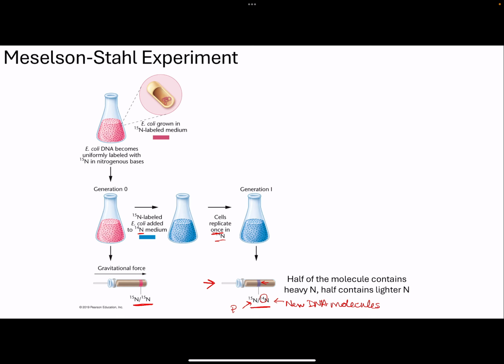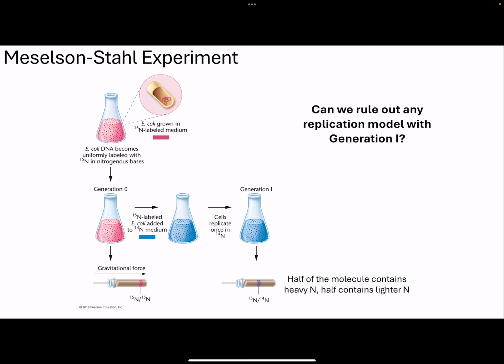They carried this experiment forward for another few generations. And we can use the information coming up from this generation, generation 1, and the following generations to start ruling out conservative, dispersive, and the semi-conservative models of DNA replication. So at this point, I would typically pause and say, which of the 3 DNA replication models that we've discussed can you rule out at this point?